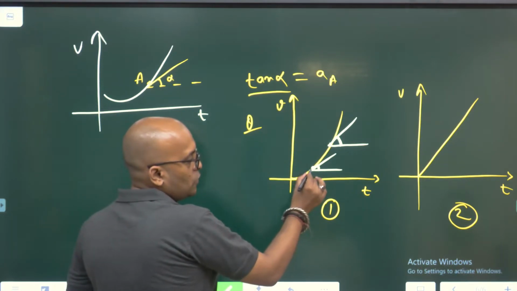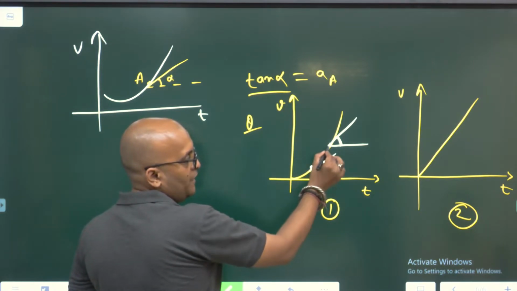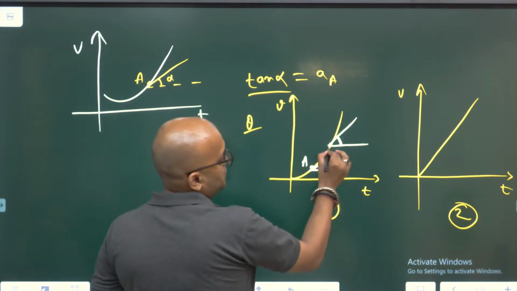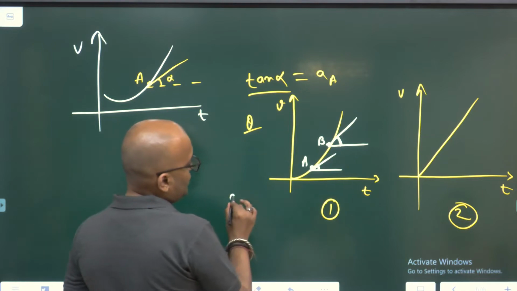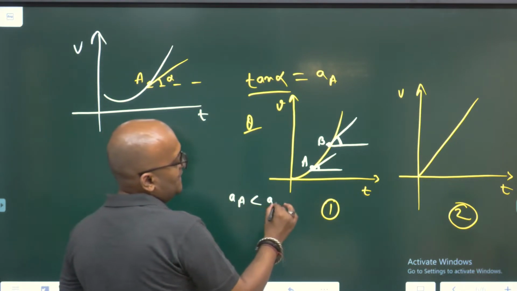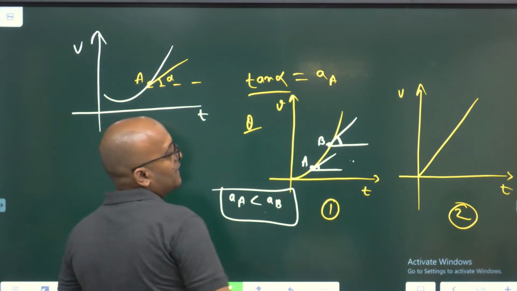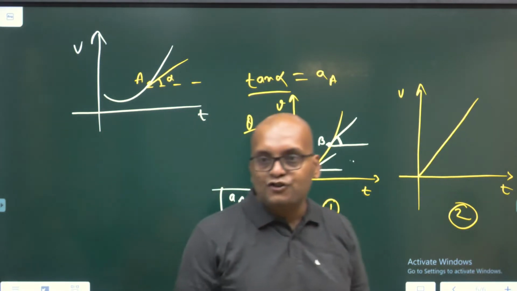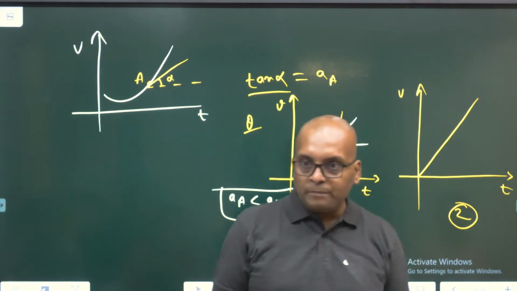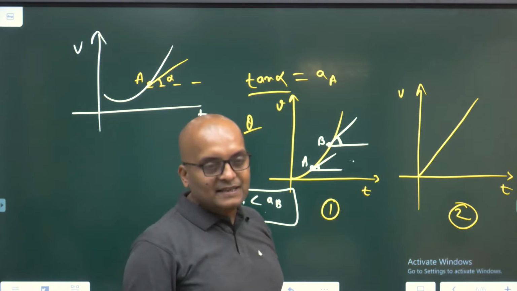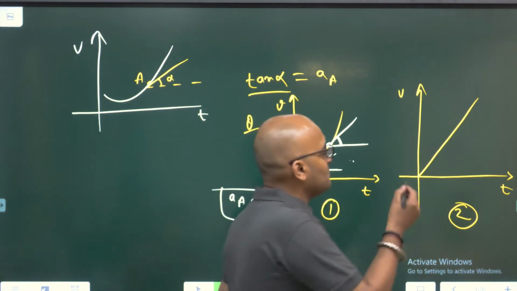So acceleration at this point, let me call it A, and this point be B. So acceleration at A is less than acceleration at B. So that means in case 1, acceleration is variable. It is changing. Yes or no? So acceleration is not constant here. No need to solve for second. That's the answer. But to understand the concept, let's see.